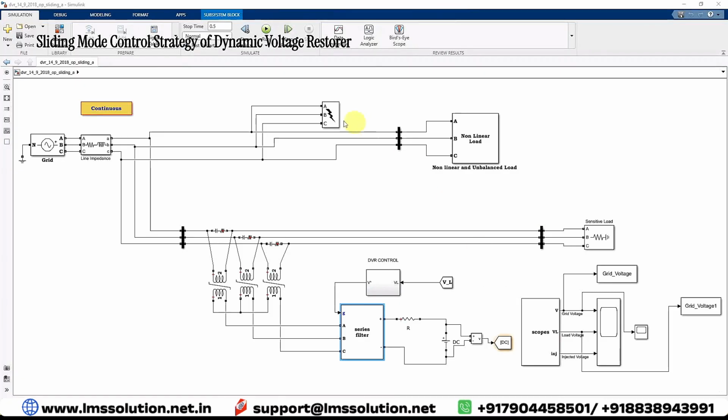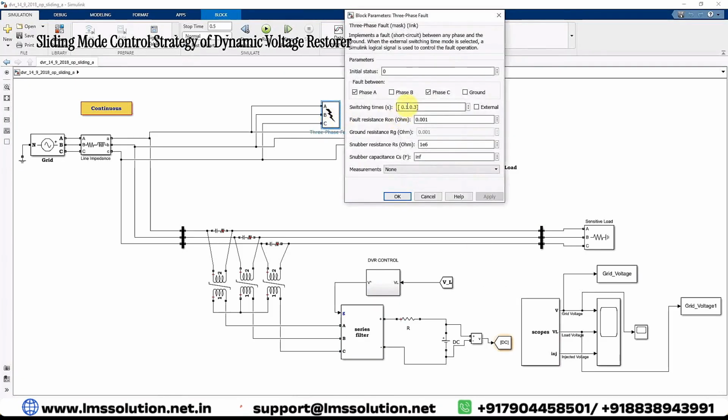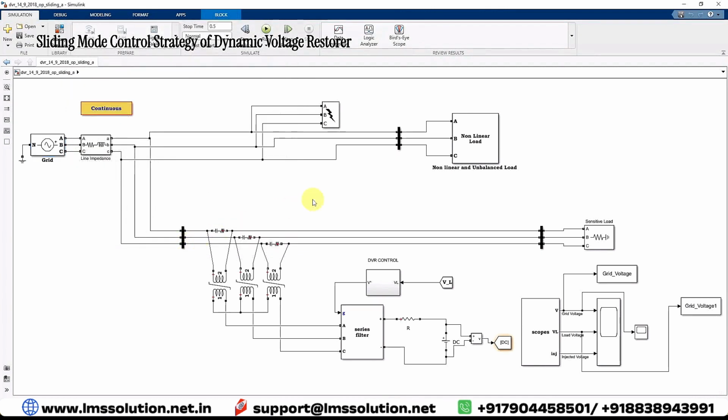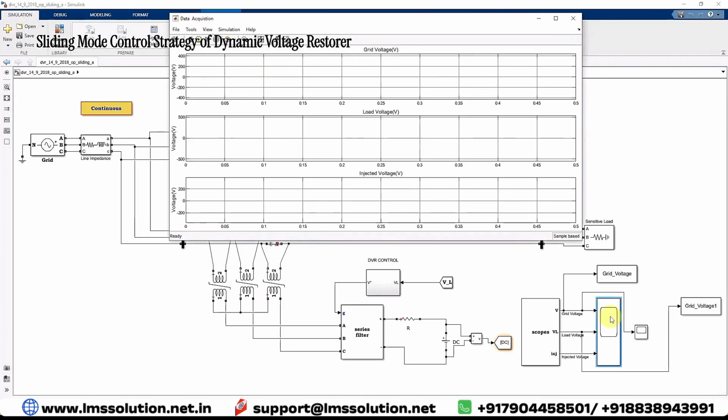Next, you can see here the fault will occur from 0.1 to 0.3 seconds, and we also generate some harmonics from 0.4 to 0.5. We can check the performance of the system during the fault as well as the harmonics. Here we are measuring the grid voltage, load voltage and injected voltage. We have to check the details here. Now I'm going to simulate this model.